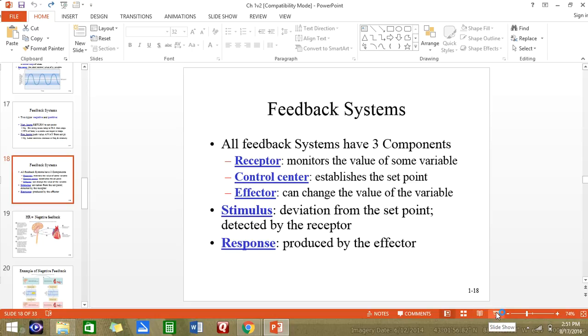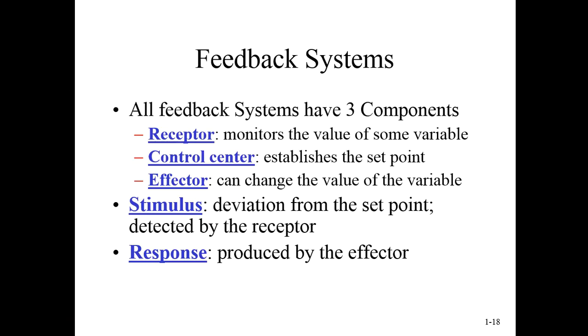All right, looking here at the feedback system components, you can see that there are three physical components. I like to think of it in terms of five, though, and I'll tell you why. The receptor is what's detecting the stimulus, the deviation from the set point. The control center then hears from the receptor and decides if we should do something about it. And then if it decides to turn on the mechanism, the effector is the thing that can change the value of the variable. And then, of course, the response is what is produced by the effector.